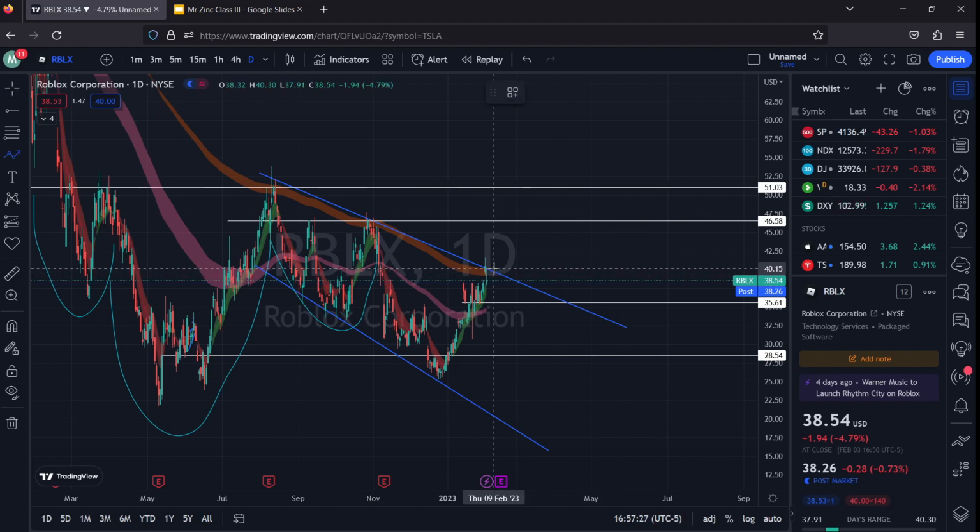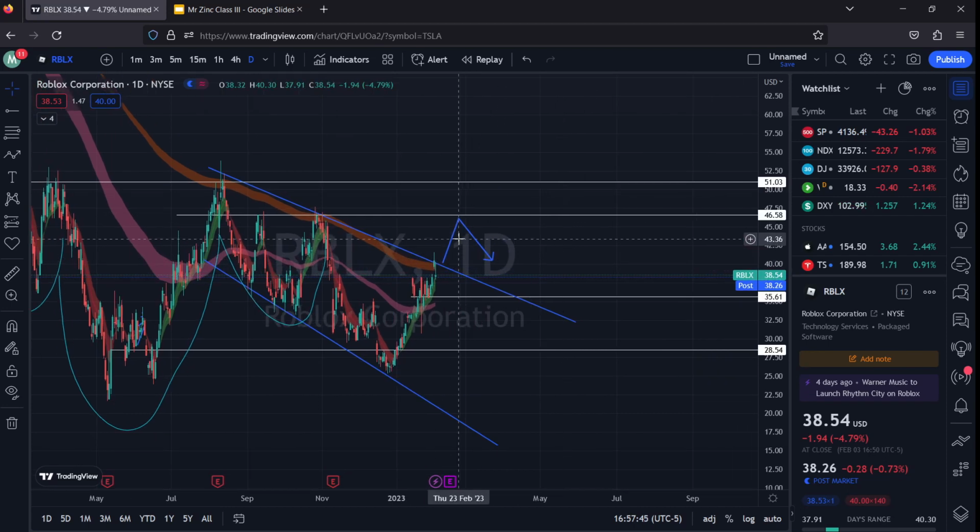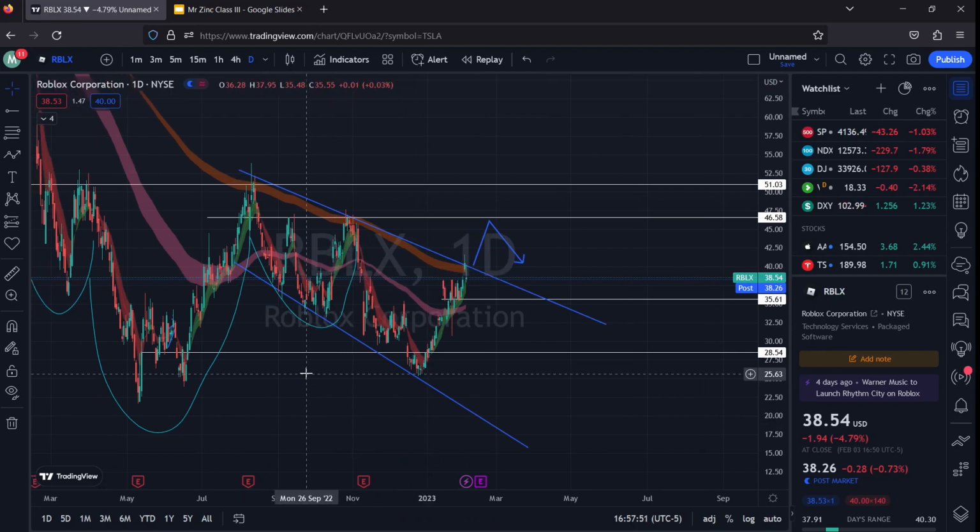Our expectation, if Roblox were to break this descending broadening wedge, is a retest of, or a push to 46.58, and then likely come back down and retest $40 flat, which is what it rejected yesterday on this chart. And then it turns into playing significant levels and waiting for another chart pattern to form. Is that making sense for everyone?